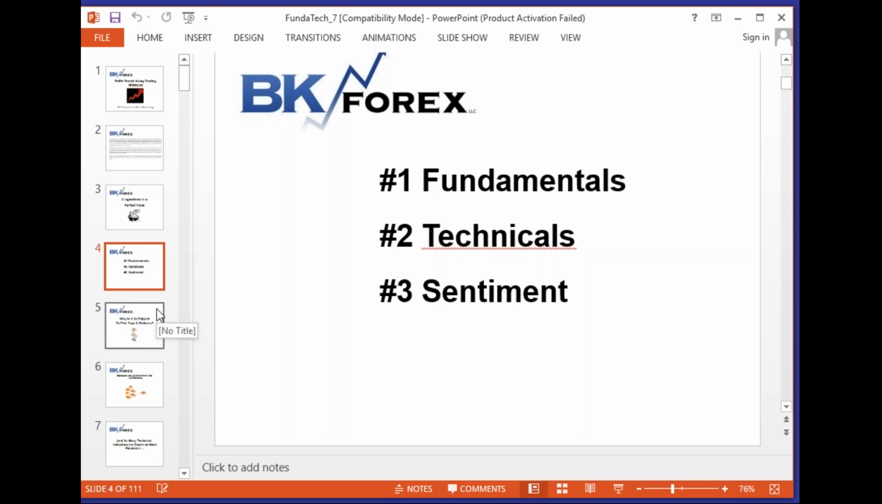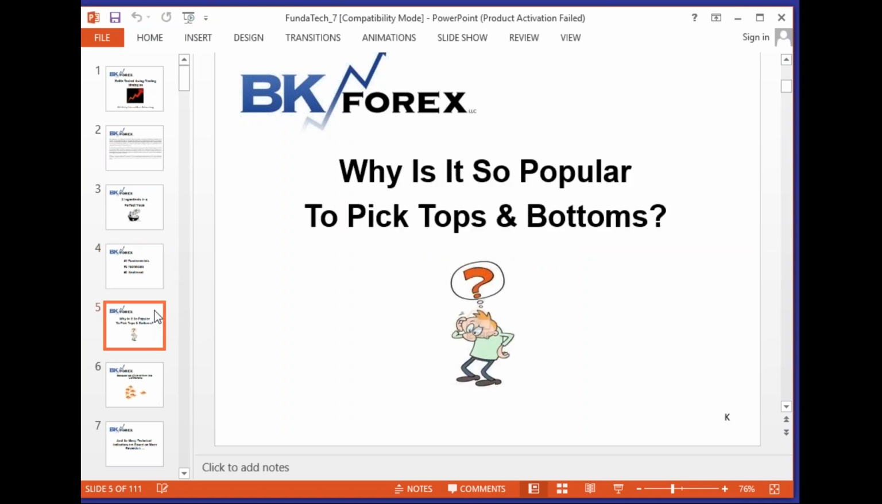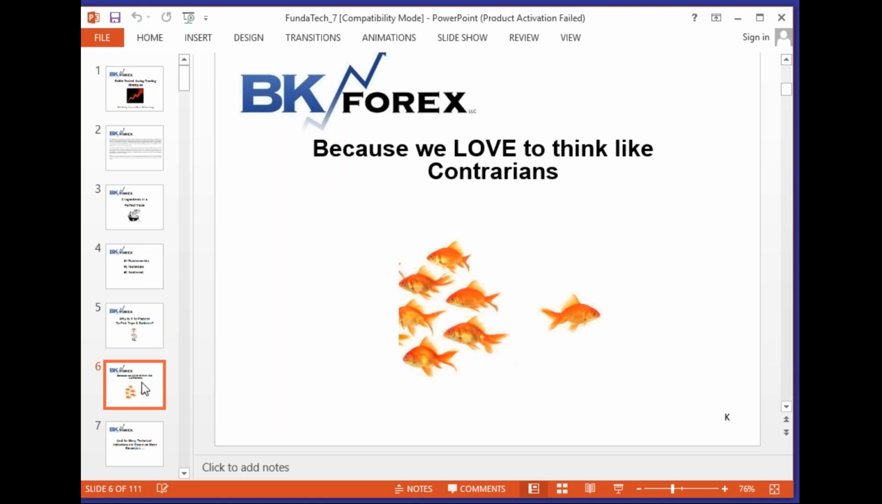So I want to start off with the idea of picking tops and bottoms. Why is picking tops and bottoms so popular? It is popular because we are contrarians by nature, and we always like to look at things against the crowd. We always like to think we know something better. We're going to look at things differently from the way everyone else looks at things.